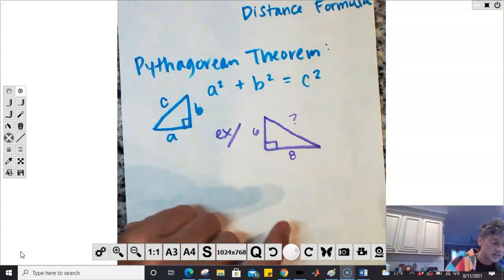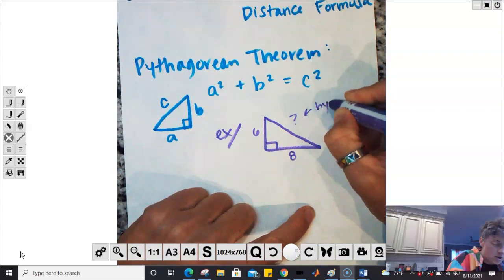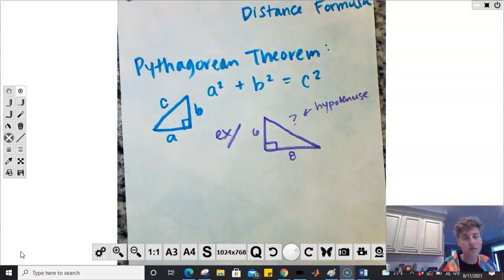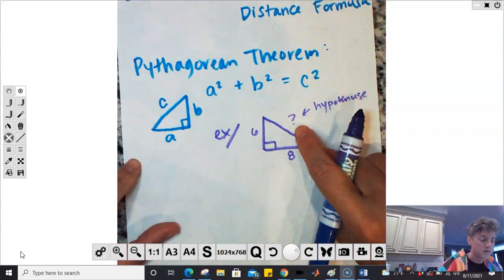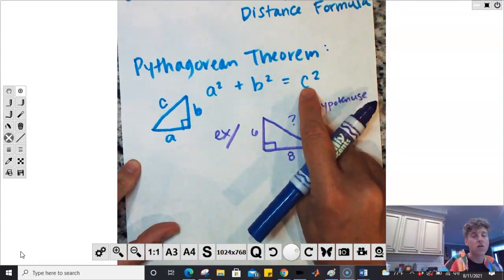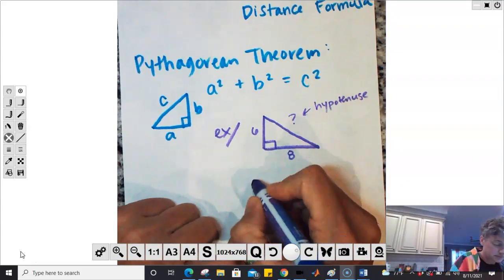Maybe we should write that down. The longest side, the hypotenuse. We're going to solve for the hypotenuse using the Pythagorean theorem. Hypotenuse is always the longest side. It's always across from the right angle, and it's always c. So we're going to solve for c.